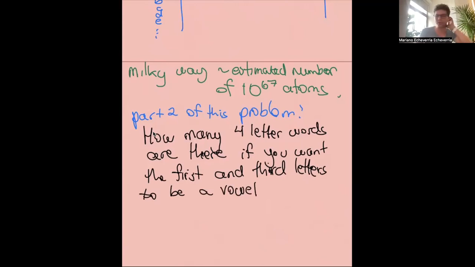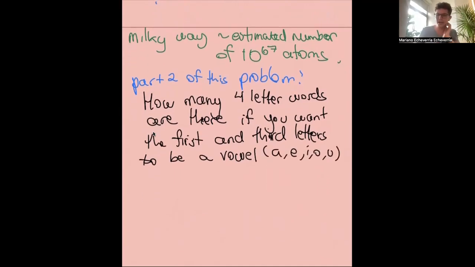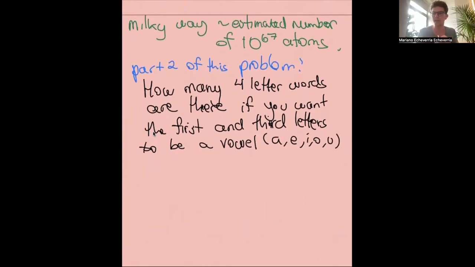So a vowel, what? They are A, E, I, O, U, right? Everything else is the same. I'm allowed to repeat letters, no difference between lowercase and uppercase. So still we're working with 26 symbols, but on the first and third slots, whatever I put is a vowel. So here there must be a vowel.